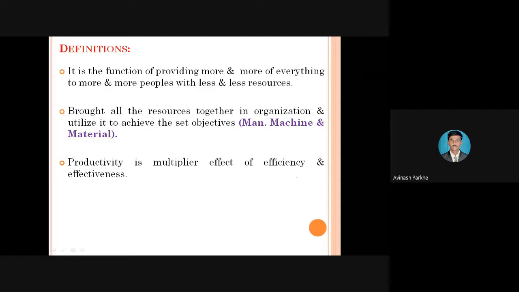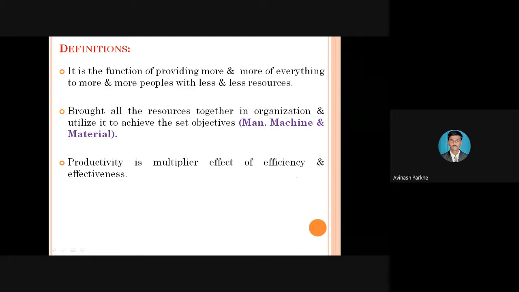So these are the three different definitions. The first definition is related to providing everything to each and every person with less and less resources. The second definition: bring all the resources together in your organization and utilize them in the proper direction in an effective manner so we can achieve the objective. And out of all these resources, we have to focus more on three: man, machine, and material. The last definition is related to productivity being the multiplier effect of efficiency and effectiveness.